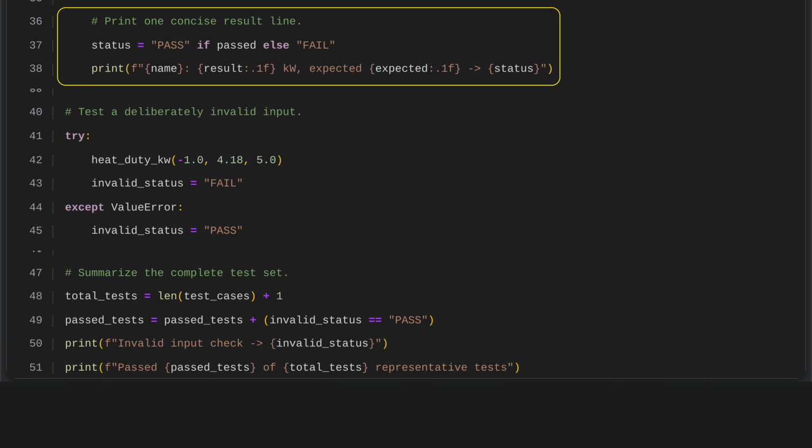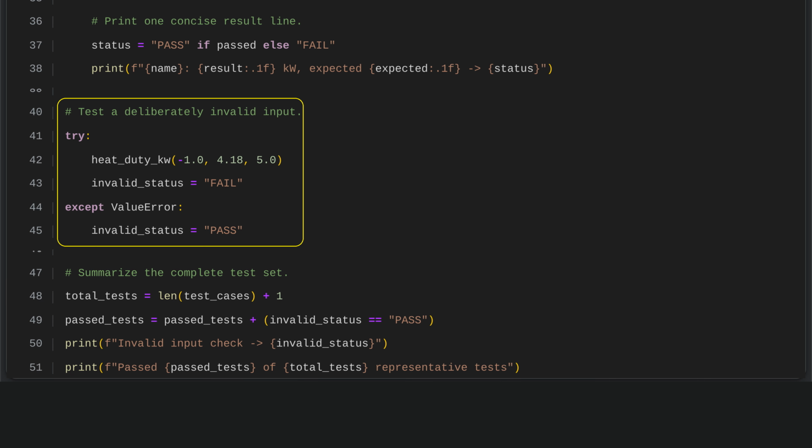The code checks each test case by comparing the calculated heat duty with the expected value. If the values are close enough, the test is marked as passing. Otherwise, it is marked as failing. It then prints a brief summary with the test name, rounded result, expected value, and status.